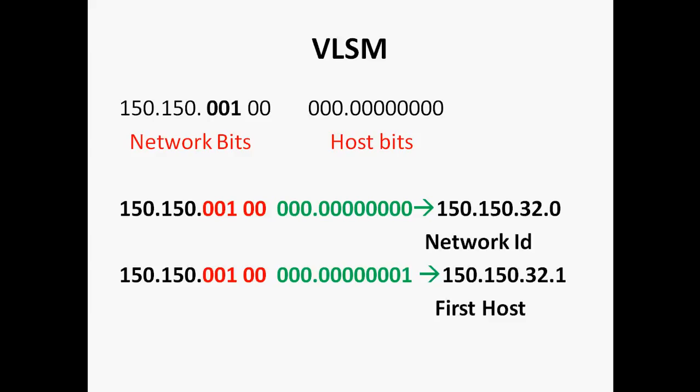Next, you have to find out the first host. First host means all the host bits should be 0 except the last octet, last bit, which should be 1. Here the green color number indicates the host bits. So the last octet, last bit I will put as 1. Then you can convert into decimal format and you will get the first host. So here 150.150.32.1 is the first host.